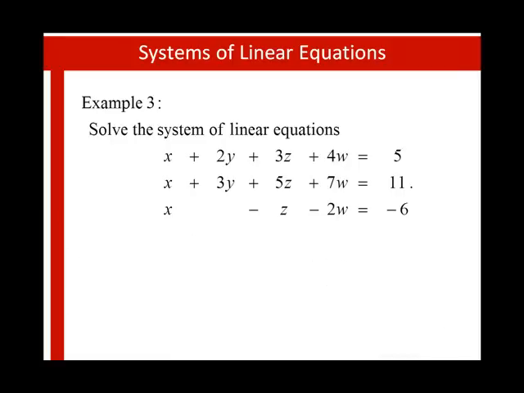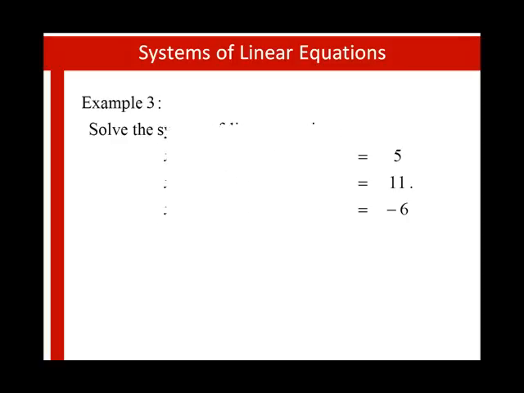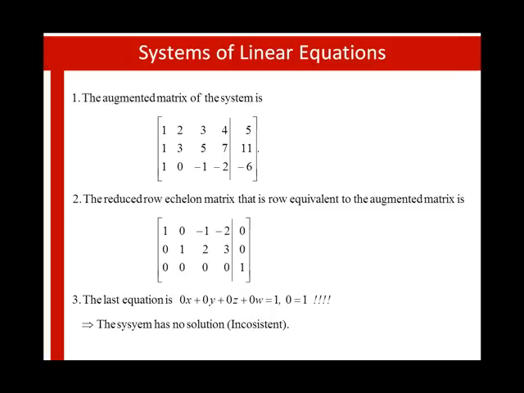A third example, we have a system again. In this case, we have three equations and four variables. X + 2Y + 3Z + 4W = 5, X + 3Y + 5Z + 7W = 11, X - Z - 2W = -6. We write the system as an augmented matrix as follows: 1, 2, 3, 4; 1, 3, 5, 7; 1, 0, -1, -2. On the right hand side, we have the components 5, 11, and -6.